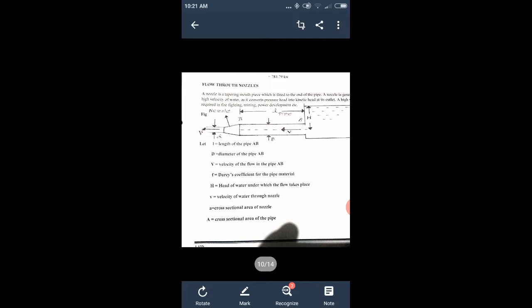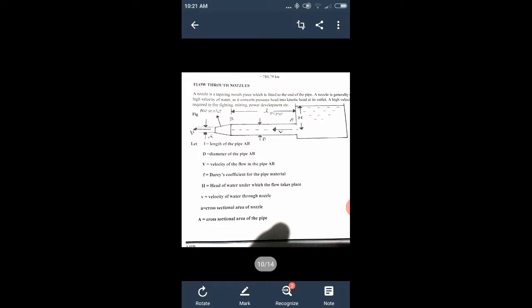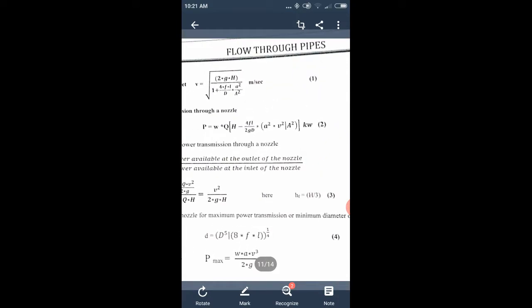Then f equals Darcy's coefficient of the pipe material, and H is the head of water under which the flow takes place. Then small v equals the velocity of flow through the nozzle, small a equals the cross-sectional area of the nozzle, and capital A equals the cross-sectional area of the pipe. So with this, you have the formula.